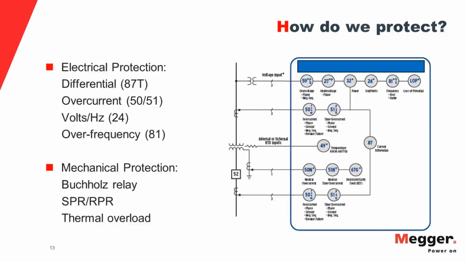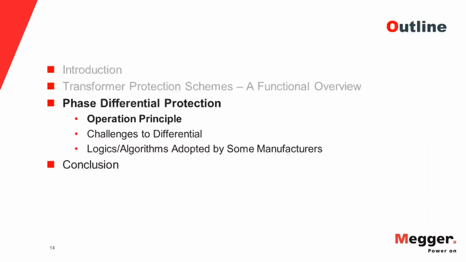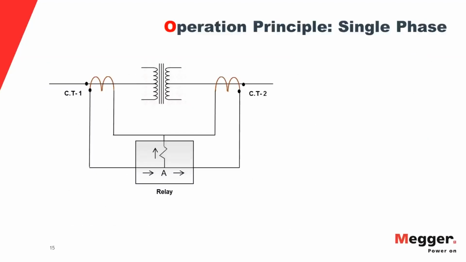In this example, I've taken a single phase transformer, and it's a two winding transformer. I have CT1 on the primary side and CT2 on the secondary side. The whole idea of differential lies with Kirchhoff's current law. So what does Kirchhoff's current law state? It states that at any given node in the power system network, the amount of current entering is equal to the amount of current leaving. Now let's apply this law in this example.